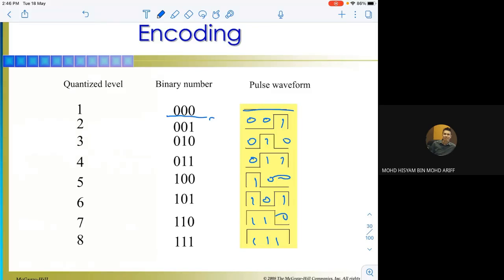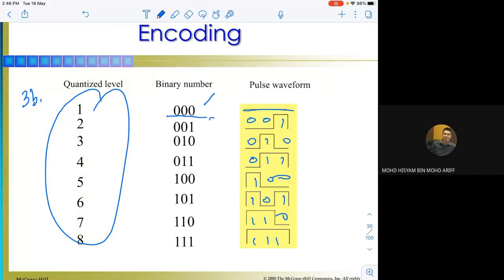This is a binary number, right? In the pulse waveform like this. Okay, the quantized level is something like the level. In this case we are using 3 bits, so 2 to the power of N, 2 to the power of 3, you get 8. That's why you get 1 to 8, because you have 8 levels. Understand or not? L equals 2 to the power of N.